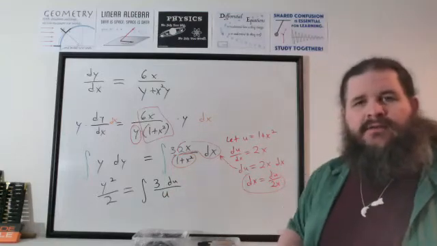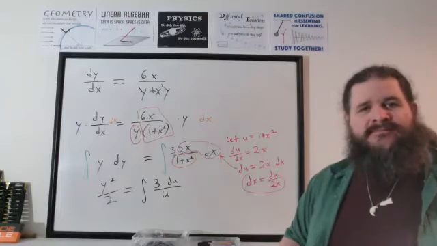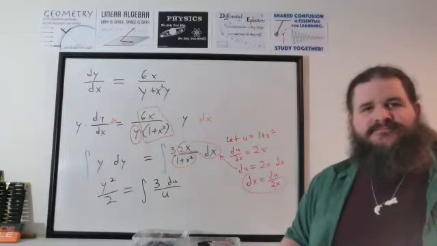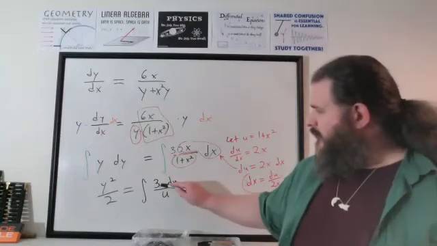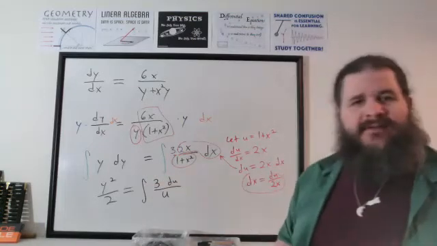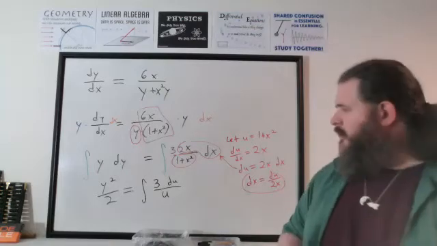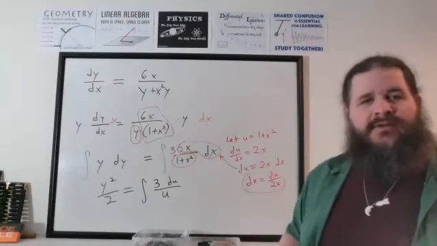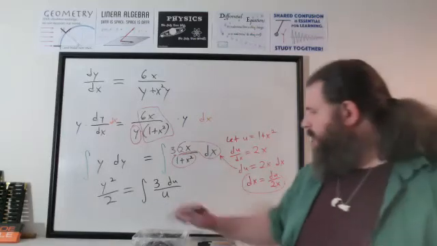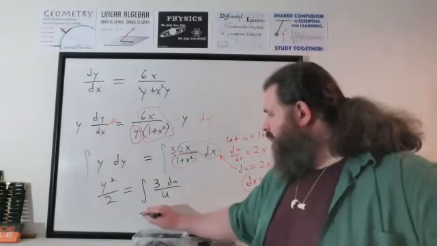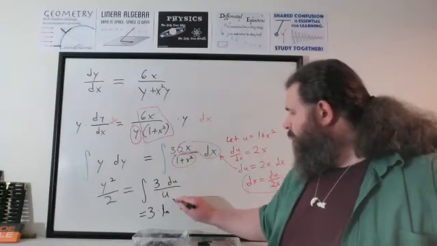Any questions on that u substitution so far? And then that 3 is a constant, so we can pull it out, and what's left? 1 over u du. Yeah, and the integral of 1 over u is going to be log of u. Yeah. So the 3 we pull out as a constant multiplier, and 1 over u becomes the natural logarithm of u.